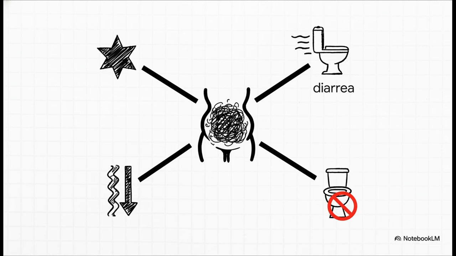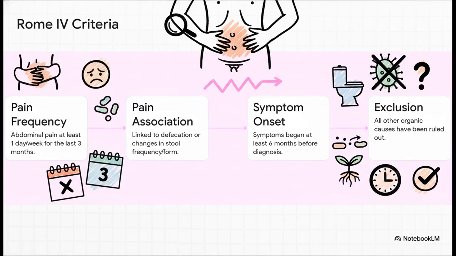Clinically, IBS shows up as a pretty distinct set of symptoms. You've got recurrent abdominal pain, a lot of bloating, and this is a big one, changes in bowel habits. And that change can go a few ways. It could be mostly diarrhea, mostly constipation, or even a mix of the two. Okay, since IBS is a functional disorder, we can't just find it on a scan.